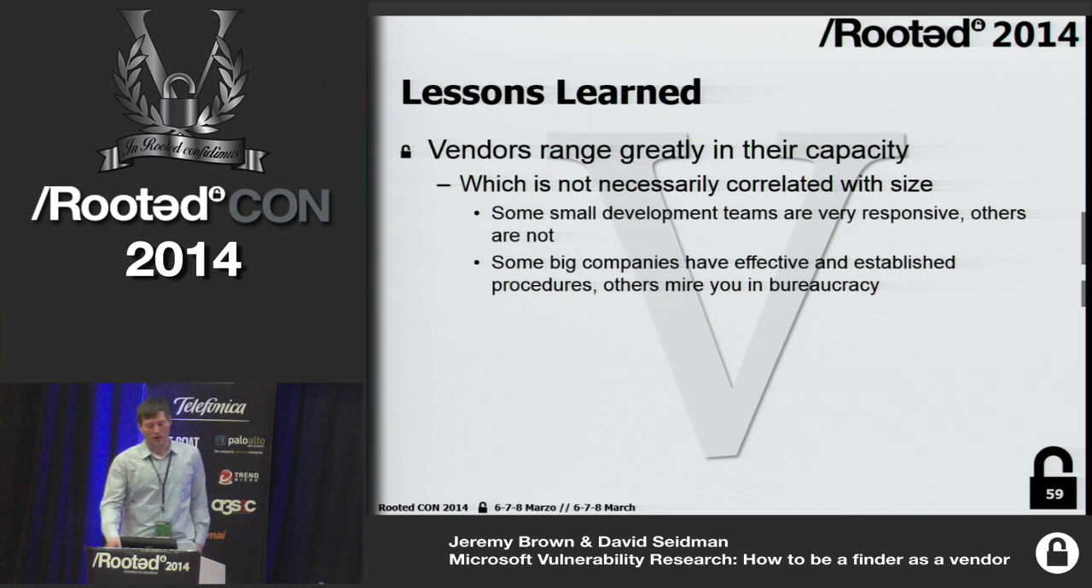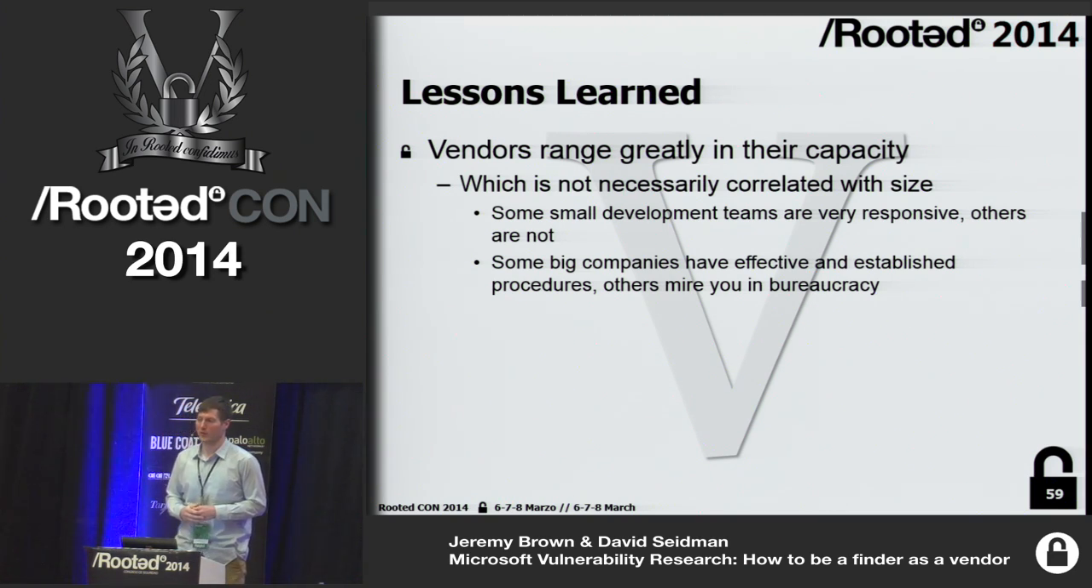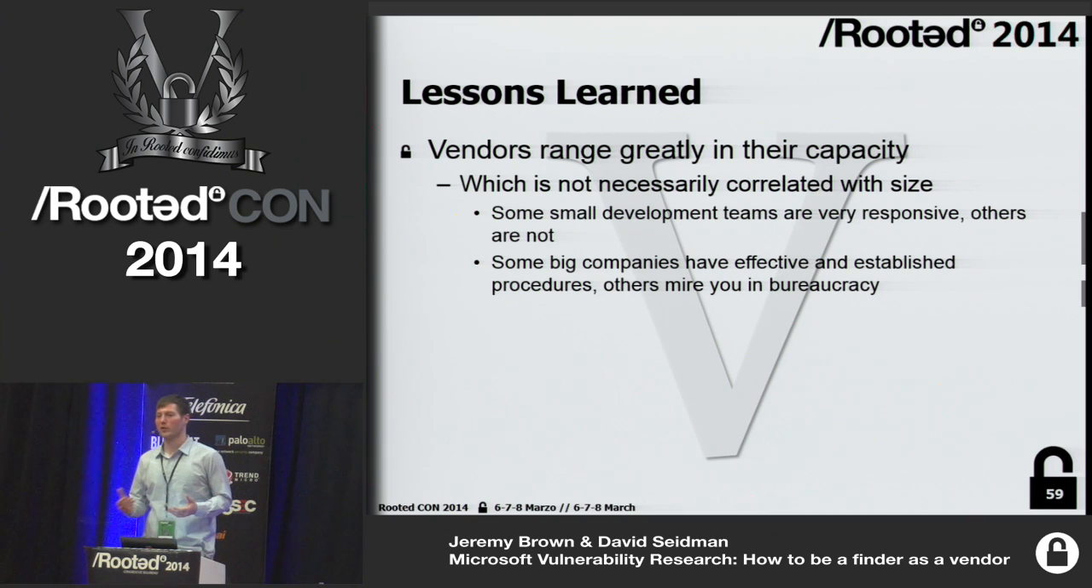So, lessons learned. Vendors range greatly in their capacity. That's something to keep in mind when you're submitting bugs. Like we were talking about before, if it's open source software, a lot of times, if it's a smaller project, maybe a not very popular library, it could just be an ad hoc team of developers working across the world, and they may not have the most time in the world. They may have other full-time jobs, so they can't exactly get to things that quickly. Or maybe they are really focused on the project, and they really want to get things fixed. So keep that in mind when submitting bugs.